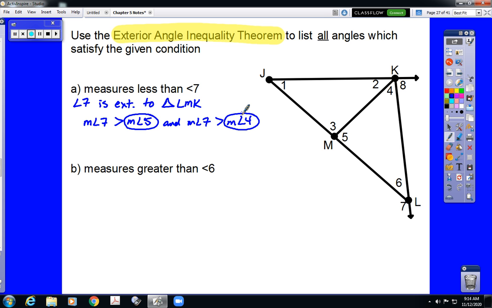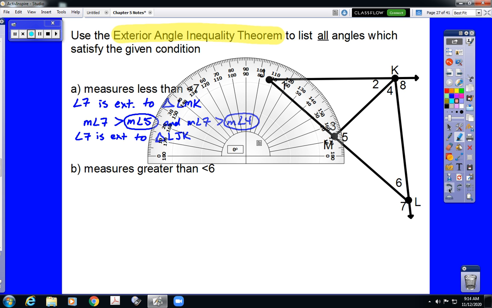Now that's not the only triangle that angle 7 is exterior to. Angle 7 is also exterior to triangle LJK. That would be this triangle here. And in that triangle, angle 1 is remote interior, and the combination of angles 2 and 4 is remote interior, which means that angle 7 is bigger than angle 1, and angle 7 is bigger than the sum of angles 2 and 4. So that's going to give us a couple more answers.